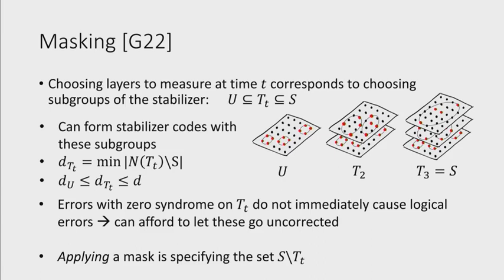So the idea is that errors with zero syndrome on some subgroup of the stabilizer do not immediately cause logical errors, so we can afford to push them off into the future and correct them later in later rounds. The only caveat is that we can't push them off too far because then they might form logical errors in the full stabilizer group. And just a notational issue that I'll mention is that when we say applying a mask, I actually mean specifying the set S minus T. So you can understand masking as masking the value of the syndrome of those generators.